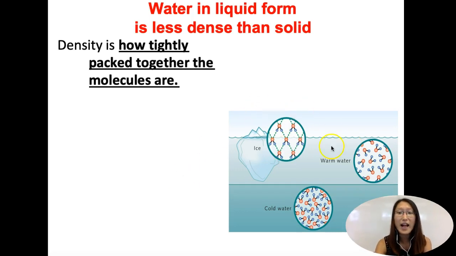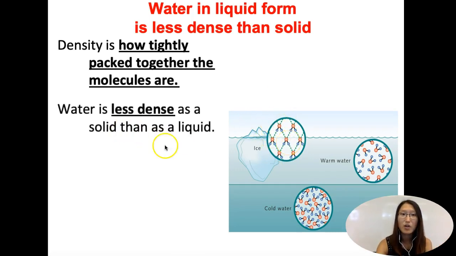But when you look at ice, because water molecules form these hydrogen bonds, the water molecules have to orient themselves in this way so that you can't put more space in between them. So here we go. Water is less dense as a solid than liquid. This is something you definitely need to know.